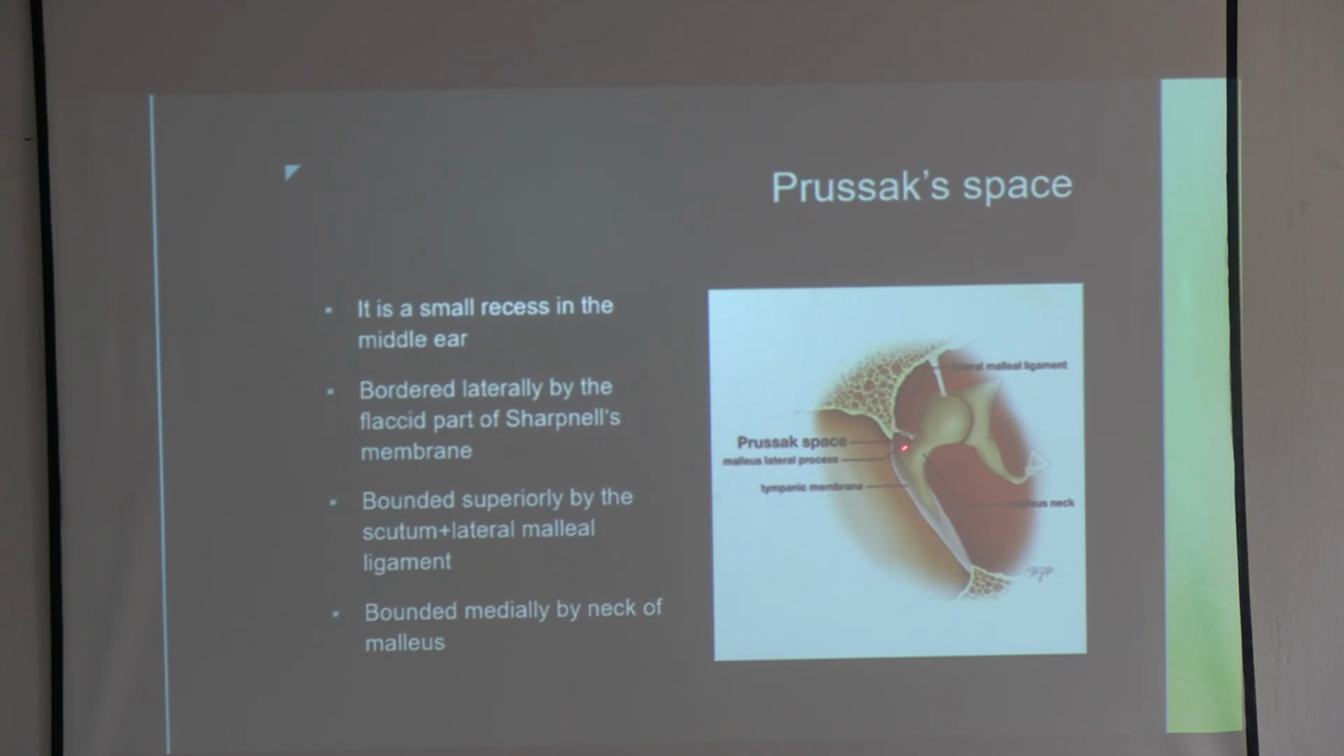This is Prussak's space. This space is bounded laterally by the pars flaccida of the tympanic membrane. This is pars flaccida. Superiorly by the scutum. This is the bony scutum, the bony attic. And the lateral malleolar ligament. This is the lateral malleolar ligament, and it is bounded medially by the neck of the malleus. This is the neck of the malleus.